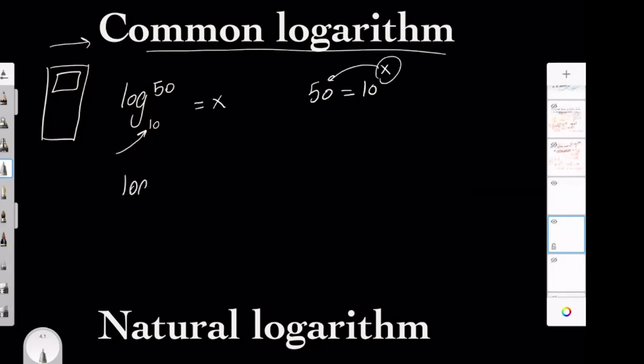Can you guys tell me what is log of 10? David? I'm not sure. What is the base of this log? Do we see a base? No, the base is invisible 10. Good. So what is log of 10? 1. Yes. So anytime you don't see a base for the log, you should be happy because you can use a calculator.